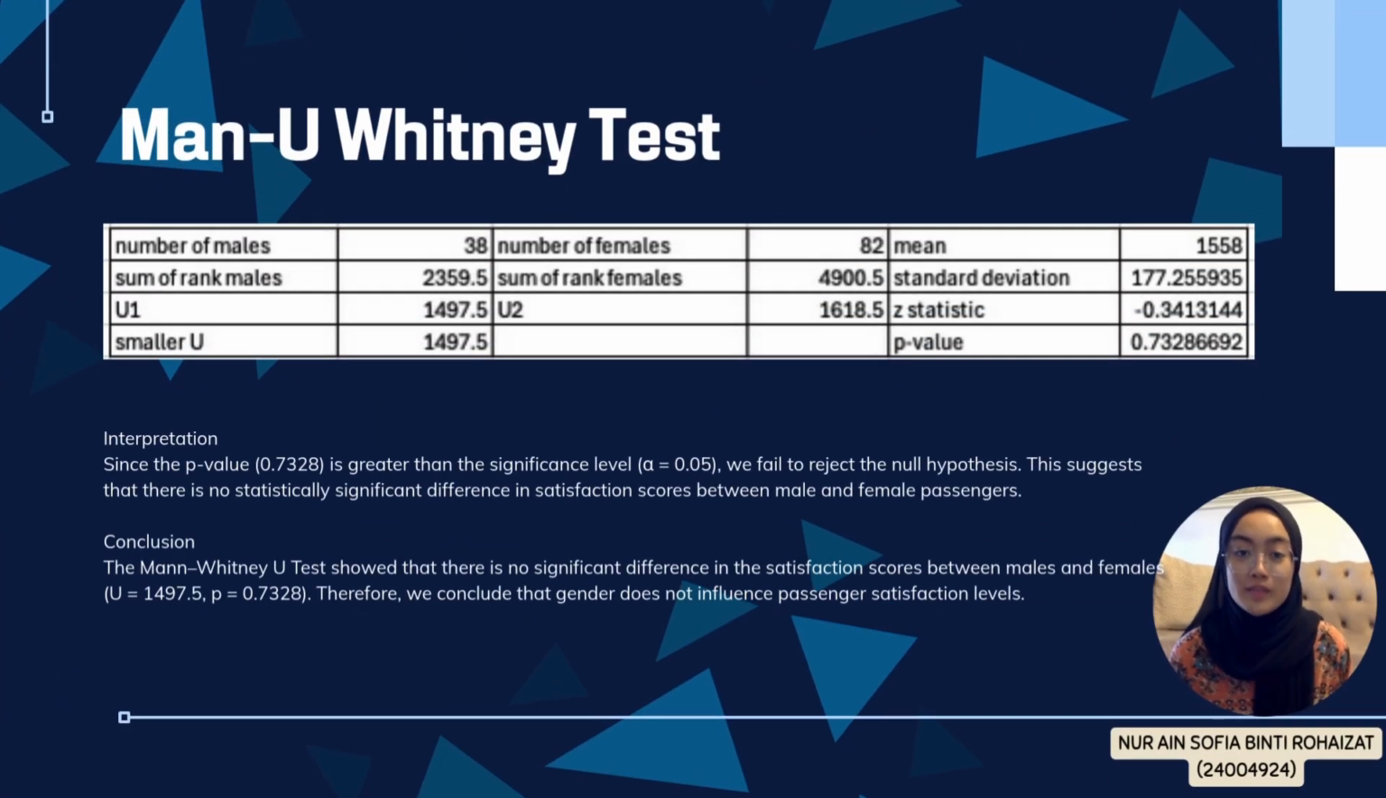From the test result, we observe that the p-value is 0.7328, which is clearly greater than our chosen significance level of 0.05. Therefore, we fail to reject the null hypothesis. This means there is no statistically significant difference in satisfaction scores between male and female LRT passengers.